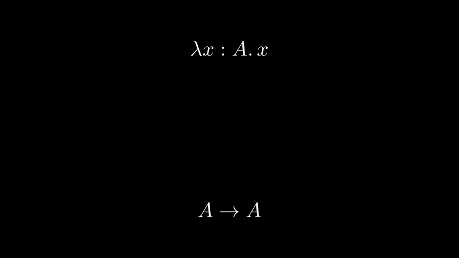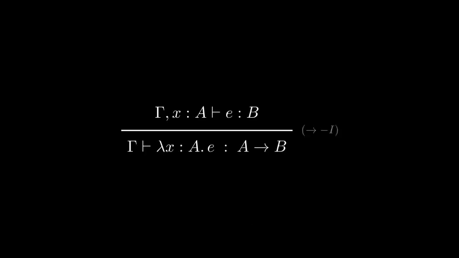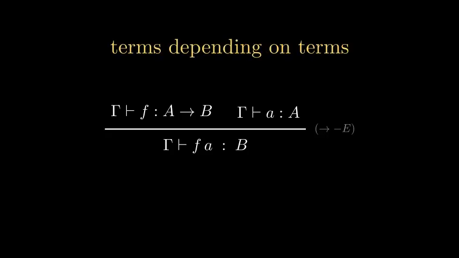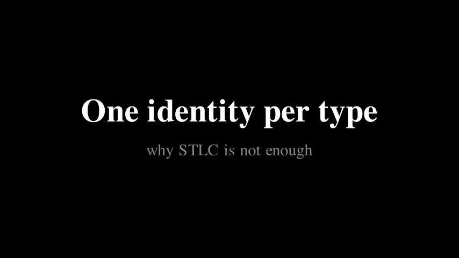This is the identity function on type A. It takes an argument x of type A and returns x. Its type is A to A. The typing rules are short. To form a lambda, you assume the input has some type and check the body. To apply a function, the argument's type must match the function's input type. That is the entire simply typed lambda calculus. Every term in STLC is just a value depending on other values. Or in our lambda cube vocabulary later, terms depending on terms.